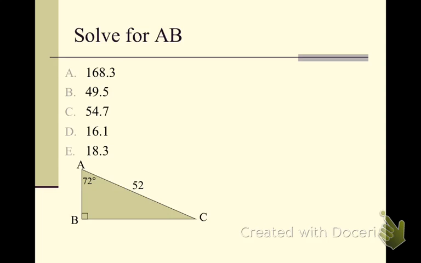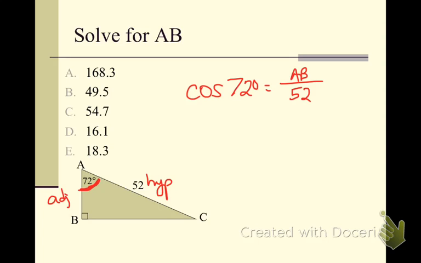Solve for side AB, and that is our adjacent side when we know angle A is 72. So we know the hypotenuse, we don't know the adjacent. Cosine is going to be our trig function of choice, so the cosine of 72 degrees is our adjacent side, we'll say AB, over our hypotenuse, which is 52. So cross multiply. 52 times the cosine of 72 degrees is the answer for AB.